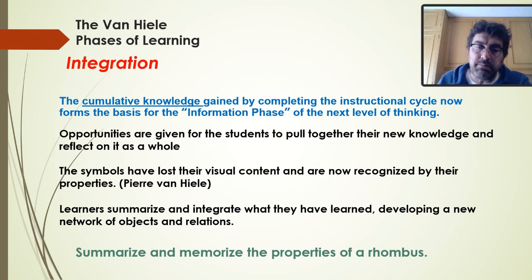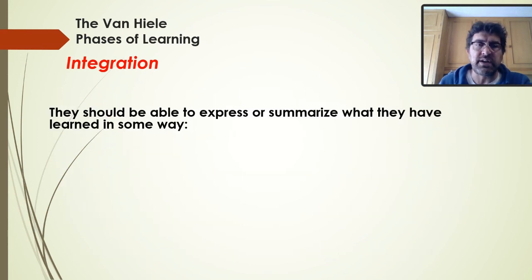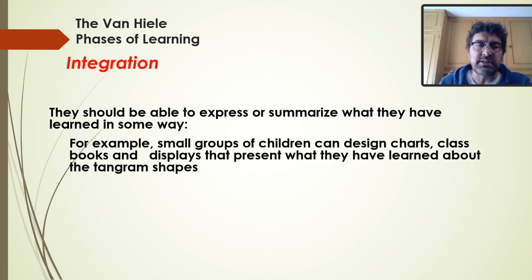So summarize and memorize the properties of a rhombus would be a good activity here to engage in, because now if I talk perpendicular diagonals, immediately the concept image comes into the child's head. That could be perpendicular diagonals, could be a kite, could be a square, could be a rhombus. Okay, we want them to think like that, and that is what the purpose is at the integration phase. They should be able to express and summarize what they've learned in some way.